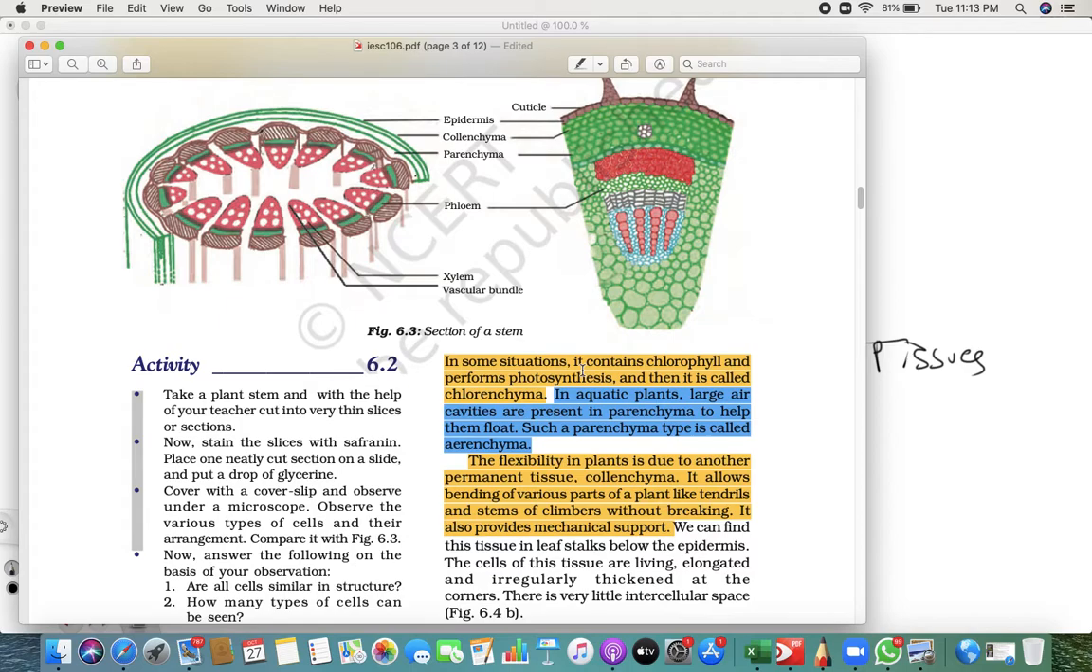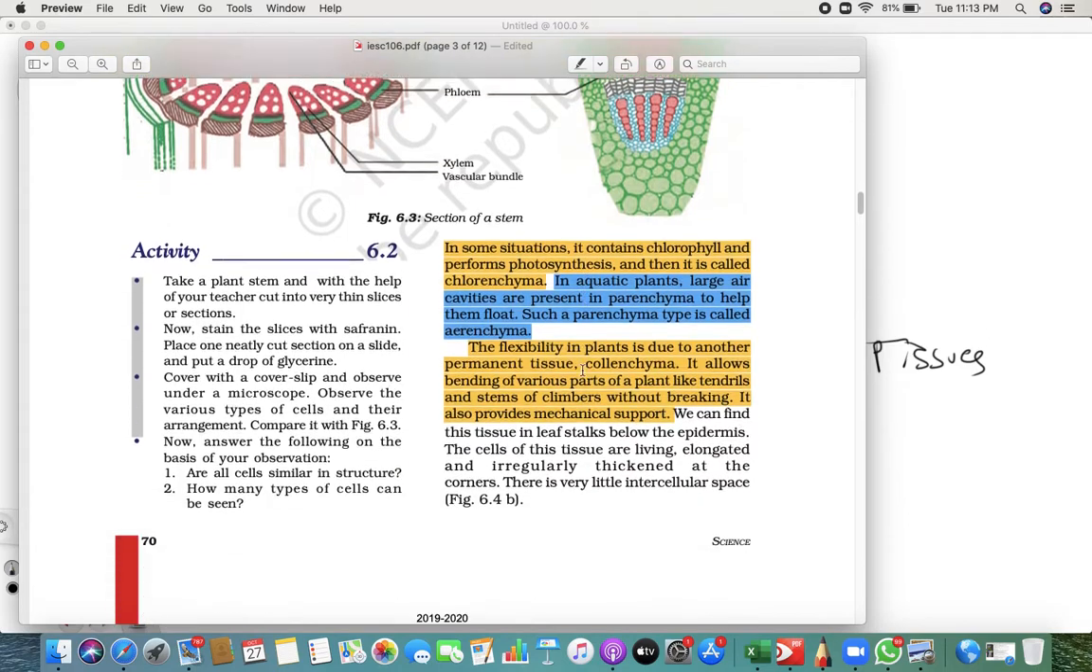Now the same for the aquatic plants. They have large air cavities, right? These large air cavities are present in parenchyma to help them to float. So mostly the plants that have large air cavities, such parenchyma we call aerenchyma. So aerenchyma is a type of parenchyma only.